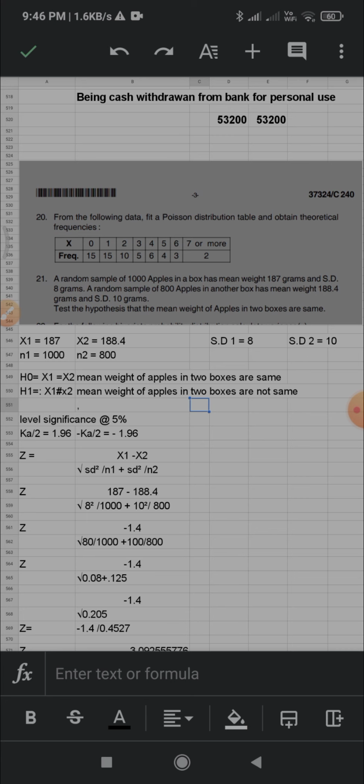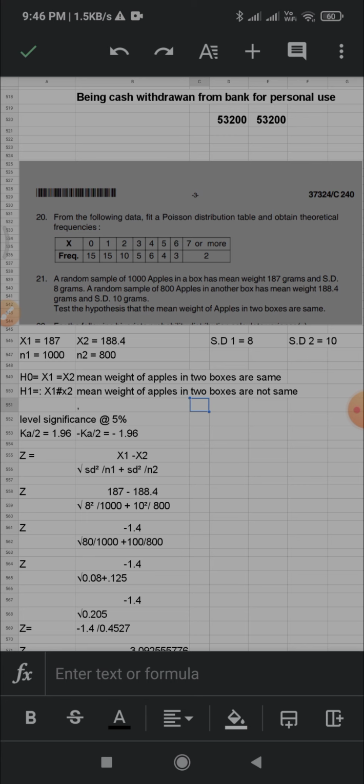Next, level of significance at 5%. In the question, if they do not mention the level of significance, we have to choose 5% as the standard level of significance. So what are the values here? K alpha by 2 equals 1.96, and minus k alpha by 2 equals minus 1.96. These are the values here.